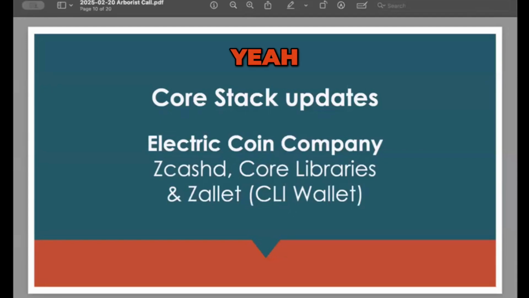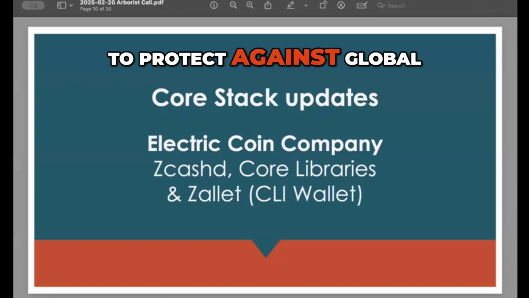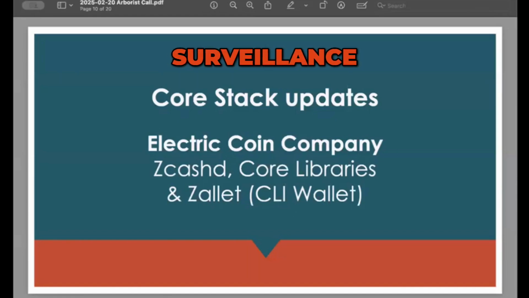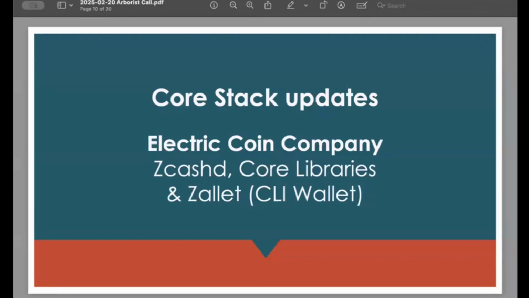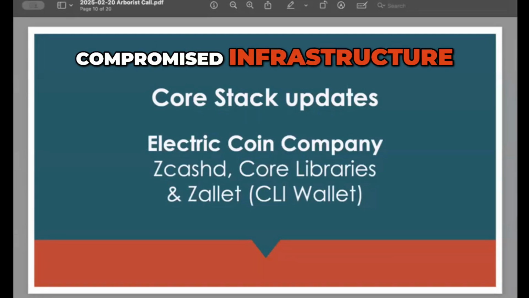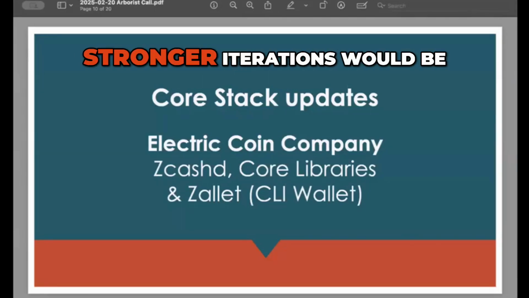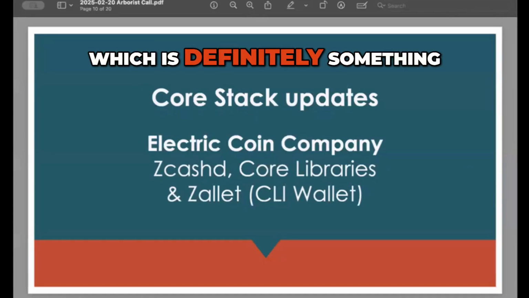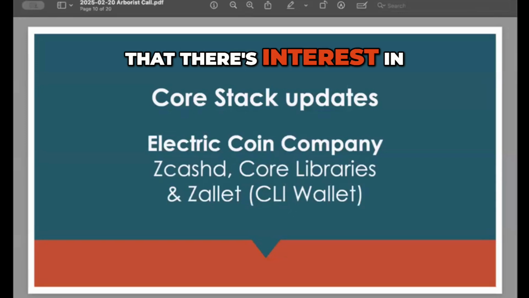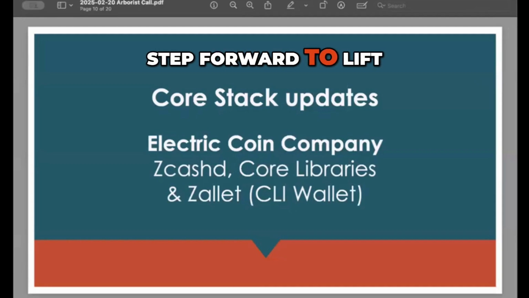Yeah. Tor does have limitations in its adversary model, so it's not designed to protect against global surveillance, but it does do a pretty good job of protecting against compromised infrastructure. Yeah, and it's the simplest next iteration on this pathway. Stronger iterations would be using things like Nym, mixnets, that approach, which is definitely something that there's interest in looking at. But now that we have the infrastructure behind it, this is a simple step forward to lift the network level privacy.